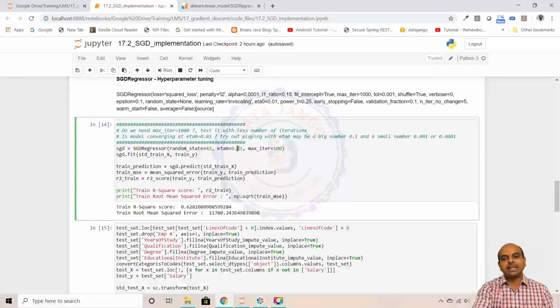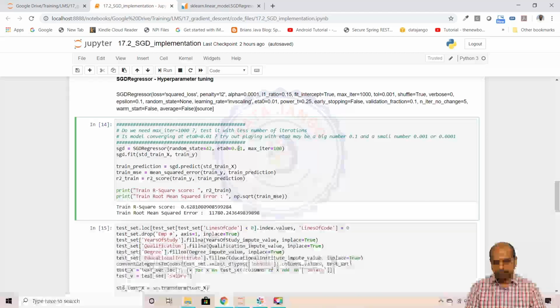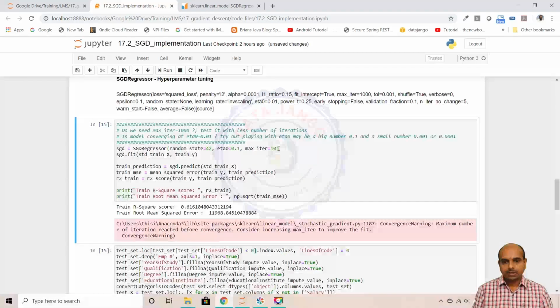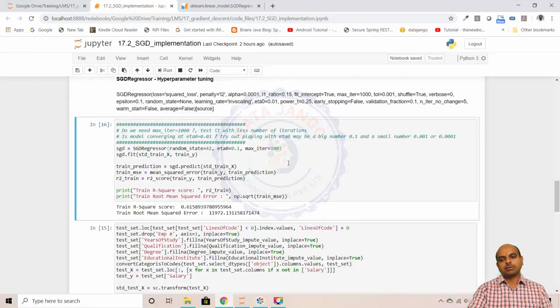So let me try to increase the value and see what happens. 0.1 is always greater than 0.01, right? And then reduce the number of iterations. What happens? Let us see. So it reduced the accuracy a little bit. Let me try to make this 10 iterations. See that it is showing a warning saying that before it reached the global minima, it actually reached the maximum iterations. Okay. So if you increase this even more, what happens? Let us see.